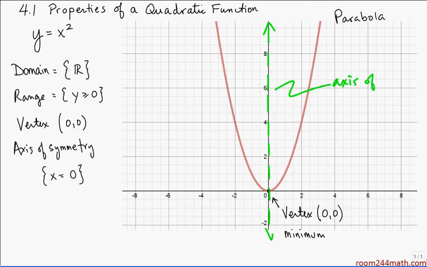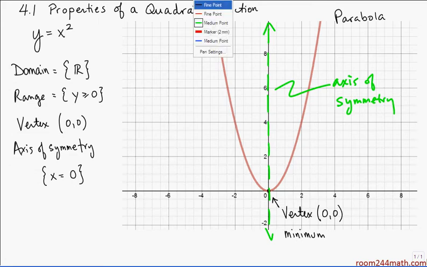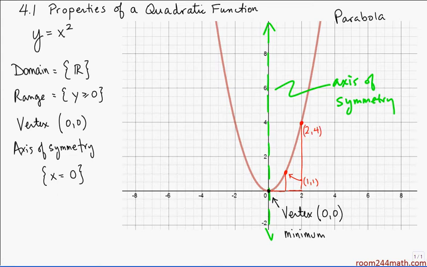So we'll call that the axis of symmetry. And it's a very easy thing to find as long as you can find the vertex. Now, let's just take a look at some of the properties of a quadratic function. Notice that if you go 1 unit to the right, you go 1 unit up. And that's not too surprising, because when you square 1, you get 1, and that point is indeed (1, 1). If you go 2 units to the right, you go up 2 squared units. In other words, 4, and that point there is (2, 4).